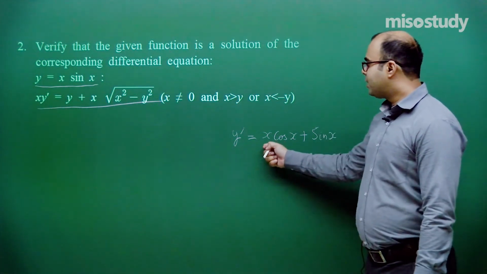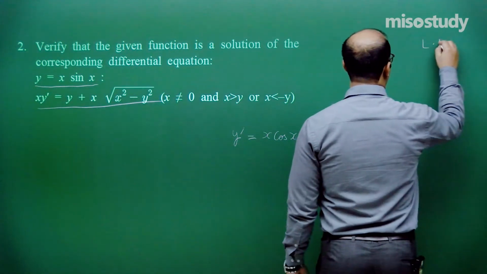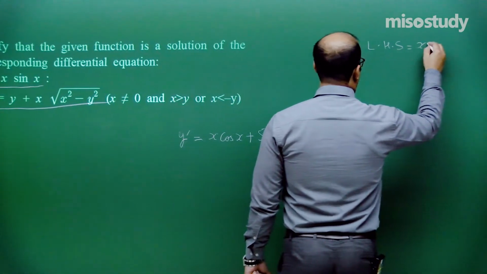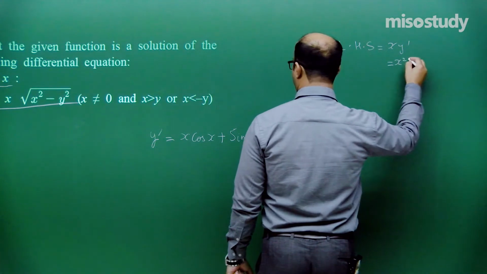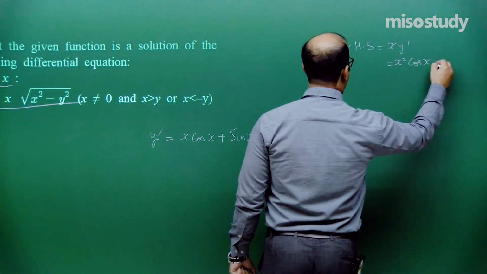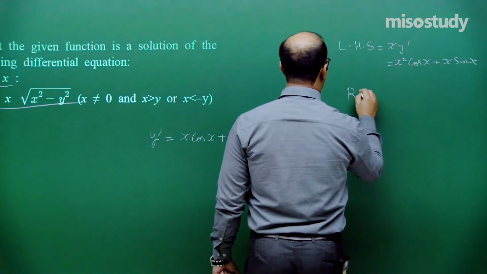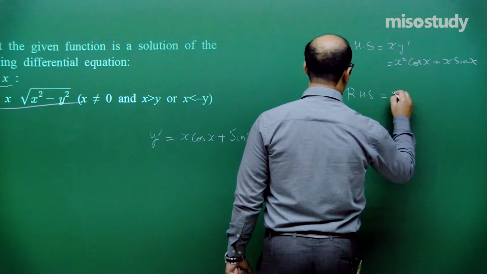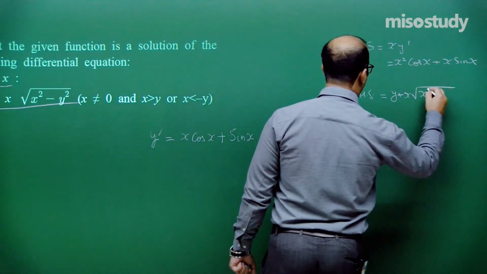Now after getting this y dash, let us check the left hand side of that differential equation. So the left hand side is x y dash. After taking this as y dash, we will get x square cos x plus x sin x. This is the left hand side. Now let us come to the right hand side. The right hand side of the differential equation is given as y plus x root over x square minus y square.